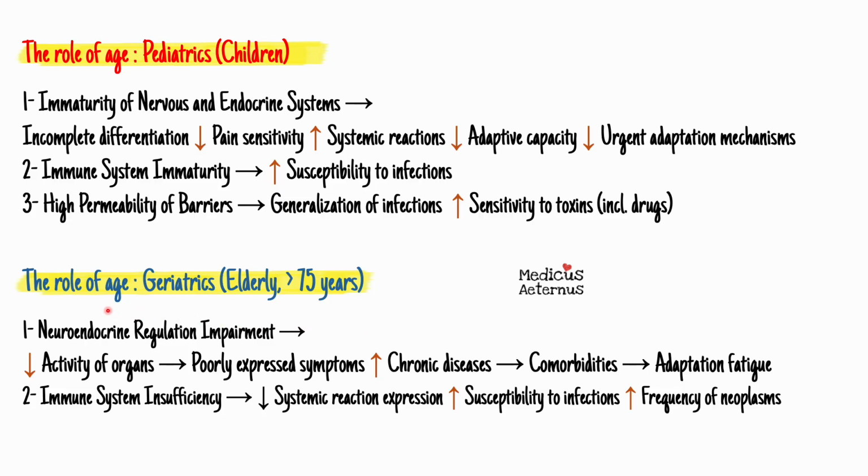In the role of geriatrics, the elderly have neuroendocrine regulation impairment. They have decreased activity of organs due to age, poorly expressed symptoms, and an increase in chronic diseases. They have comorbidities and adaptation fatigue. Their immune system is insufficient, they have a decrease in systemic reaction expression, and an increase in susceptibility to infections and in the frequency of neoplasms, and because of this they are more hypoergic.